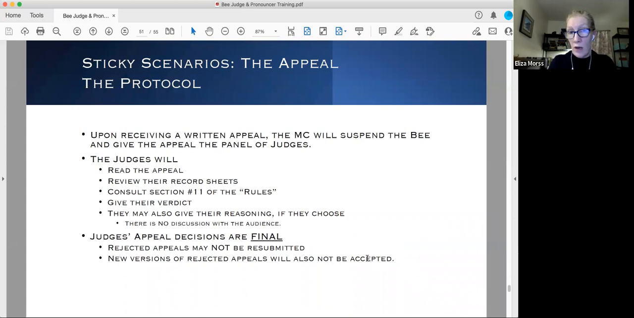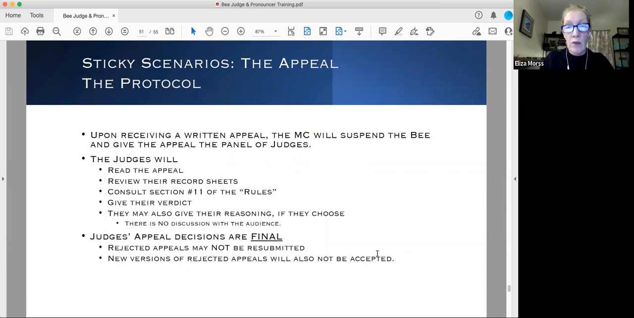Okay, so the protocol. Upon receiving a written appeal, the MC will suspend the bee and give the appeal to a panel of judges. So I've gotten a piece of paper here from a parent, and I say, we're between spellers, we've received an appeal, the judges need to consider it. So the judges will look at the appeal.